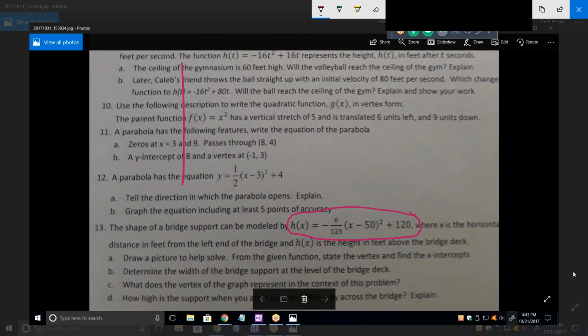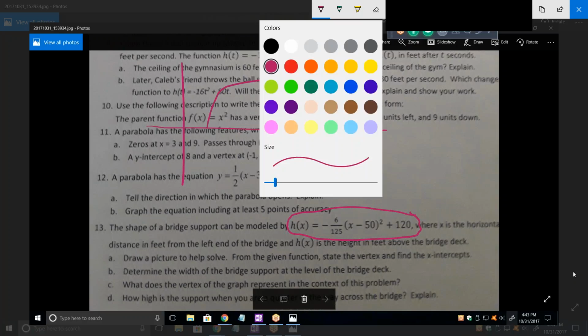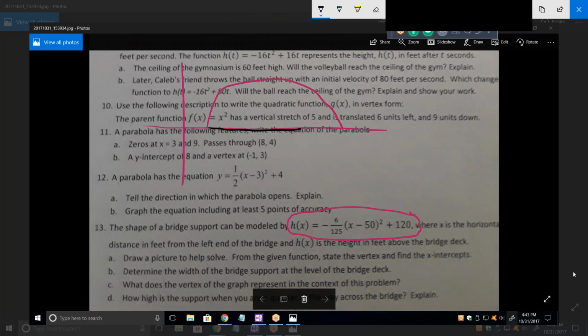Let's draw a picture of this bridge. There's the support beam. Here's the bridge. Its support system is in the shape of a parabola that points down, right?